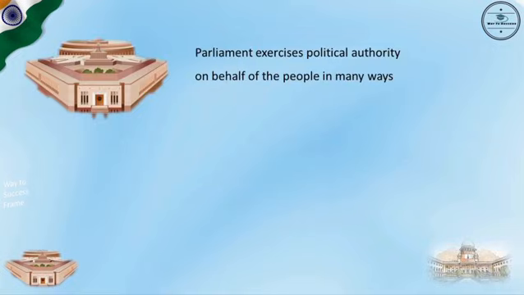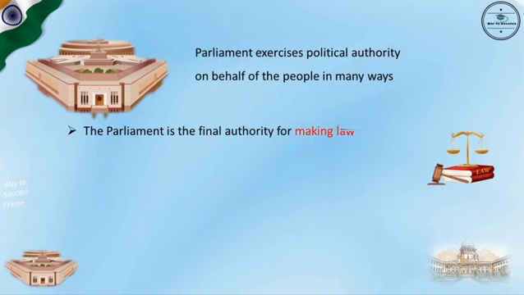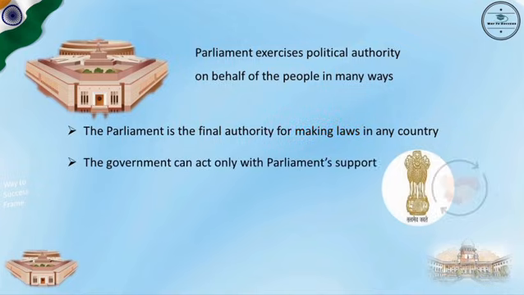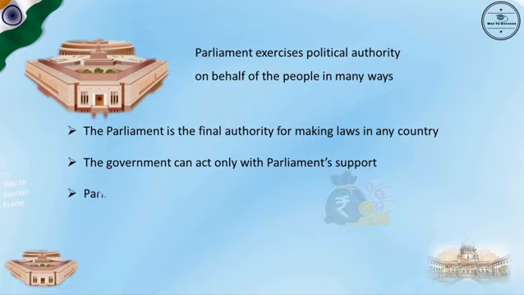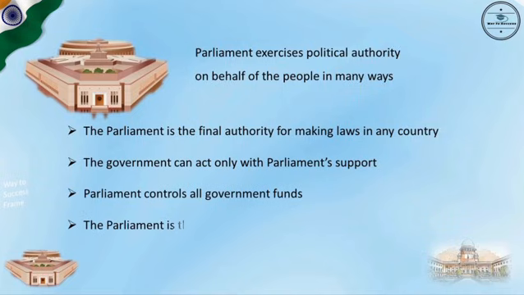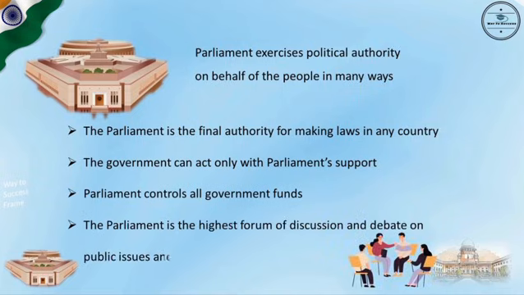Parliament exercises political authority on behalf of the people in many ways. The Parliament is the final authority for making laws in any country. The government can act only with Parliament's support. Parliament controls all government funds. The Parliament is the highest forum of discussion and debate on public issues and national policy.